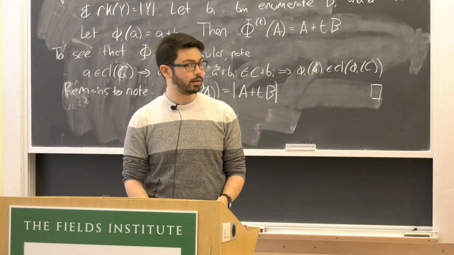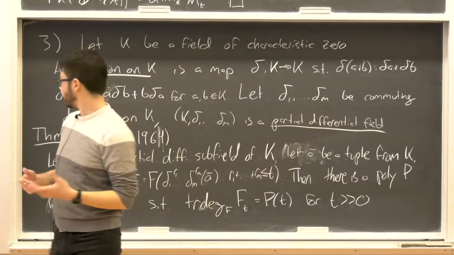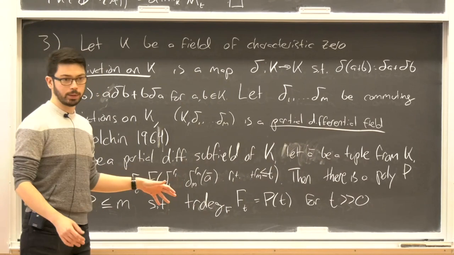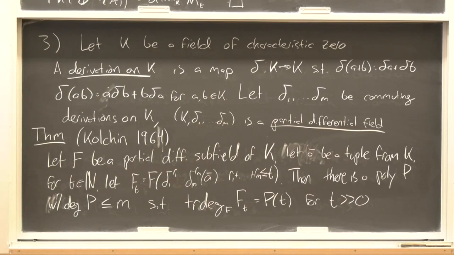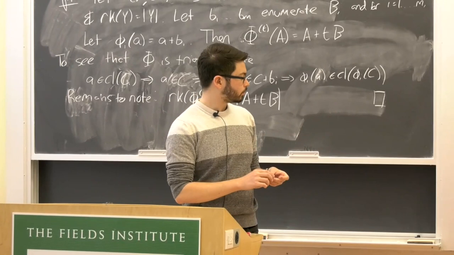Another way that this can be used is that these elements delta one through delta m, I ask that they are derivations on K. But you could also just as well take them to be field endomorphisms of K. This gives rise to something called a differential difference field as opposed to just a differential field. And you can consider the same problem where you're applying not just derivations, but derivations and difference operators to some element and seeing how the transcendence degree grows. Alexander Levin has done quite a bit of work on coming up with Kolchin polynomials for these. And our result is able to give a general framework for this type of thing as well.